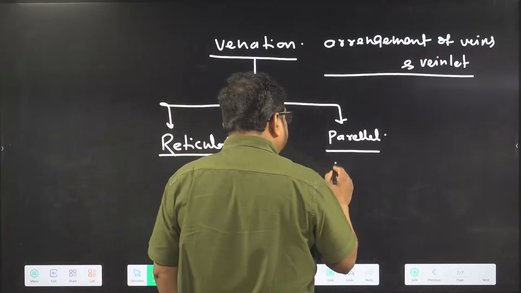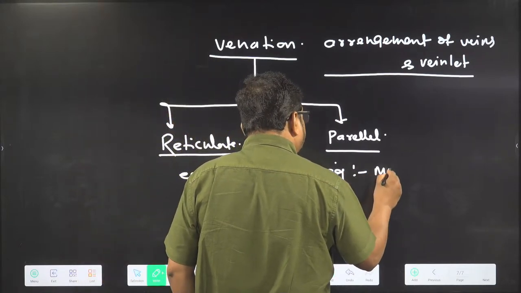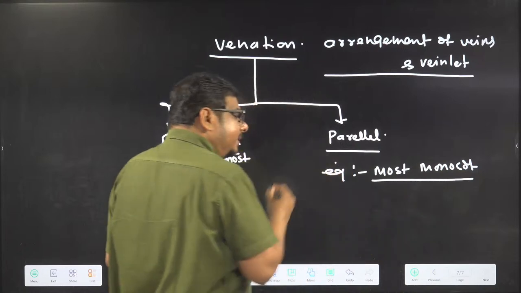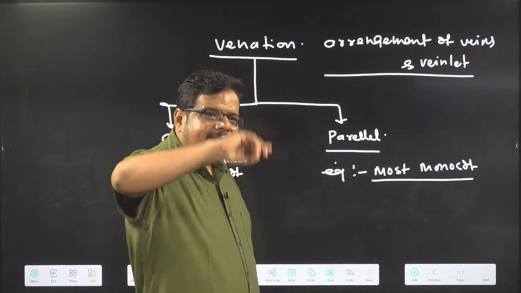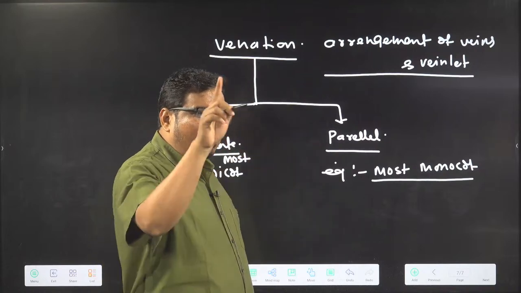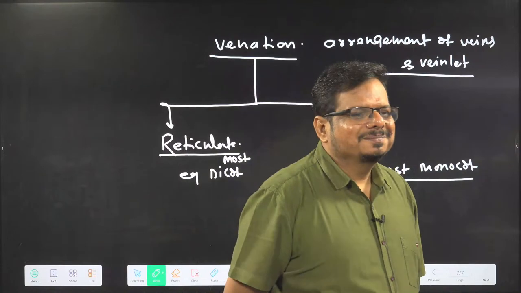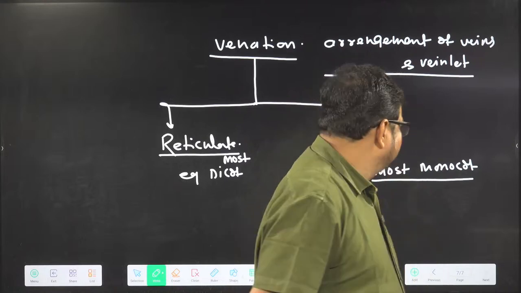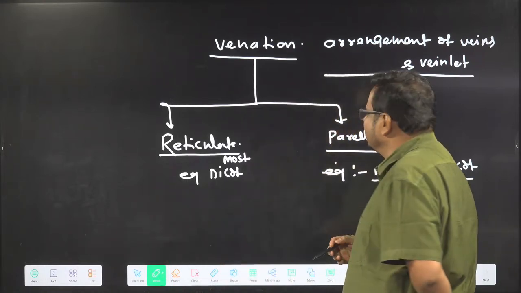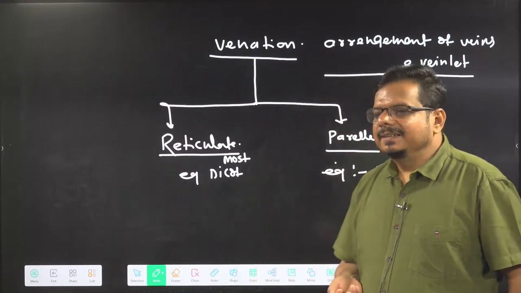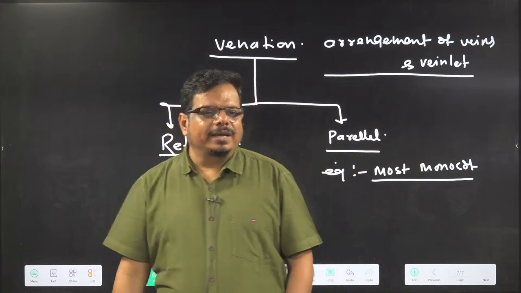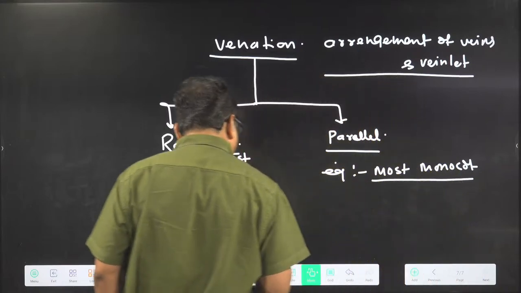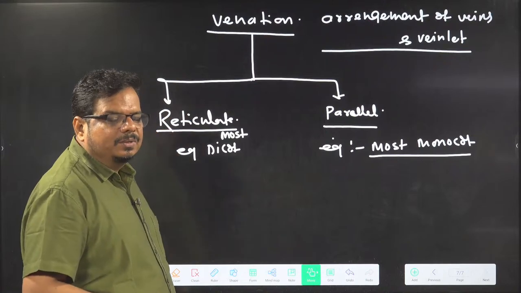So now parallel venation example is what? Mostly monocot. Now what kind of question does the examiner ask? They will not ask the exception, but they will give you a statement. In all monocots, parallel venation occurs. Statement true or false? False. In all dicots, reticulate venation occurs. The statement also becomes false. Got the idea or not? Such types of questions they will ask and try to confuse you.